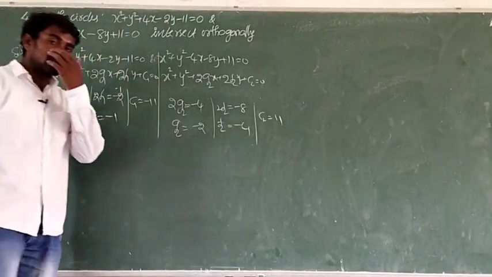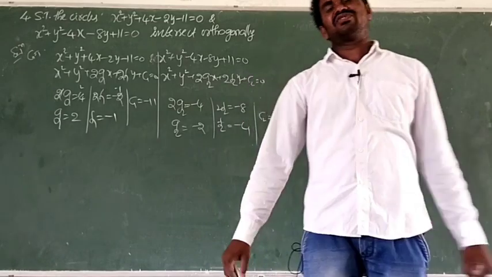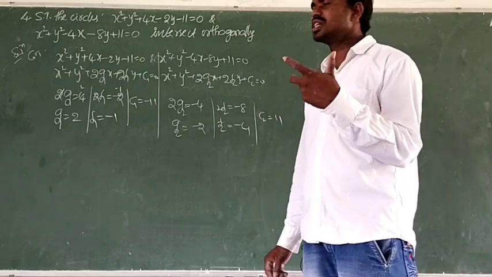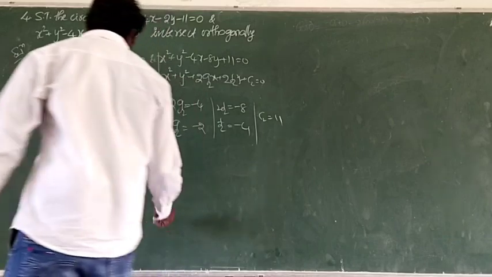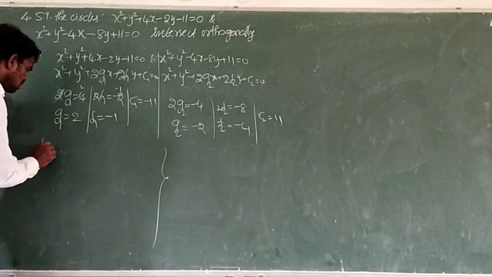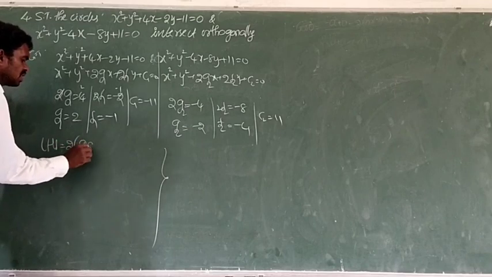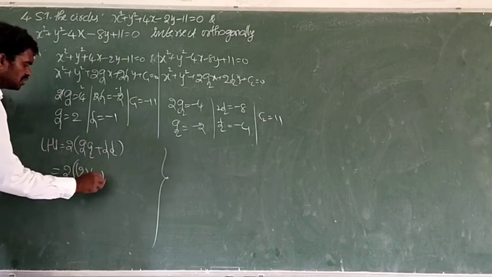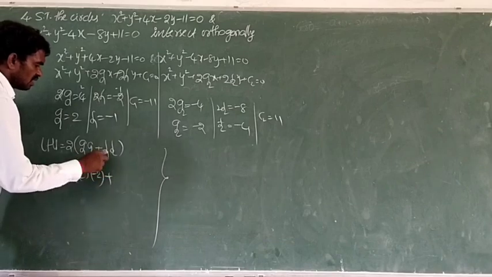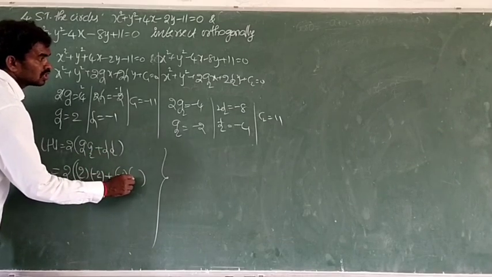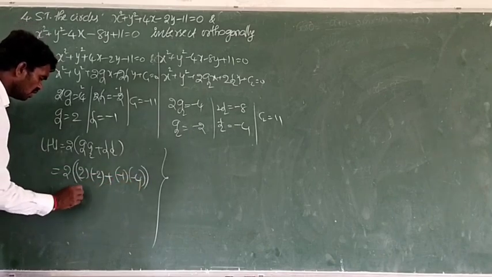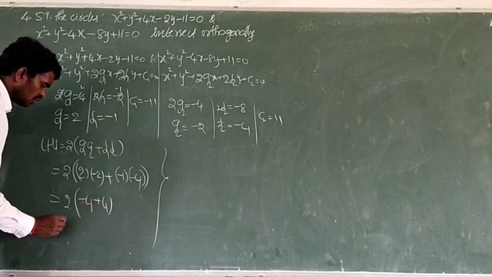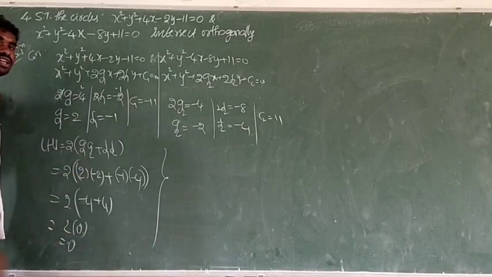What is the condition to show that two circles are orthogonal? Yes, very good. 2 of g1 g2 plus f1 f2 is equal to c1 plus c2. So here we should verify the same condition, that's it. So I am taking the LHS first, we should remember this formula. I'm going to find 2 into g1 g2, that is 2 into minus 2, plus f1 f2, minus 1 into minus 4. So which is equal to 2 into minus 2 minus 4, minus 1 into minus 4 becomes plus 4. So here 4 minus 4 is 0, so 2 into 0 means 0. So this left hand side, we got it as 0.